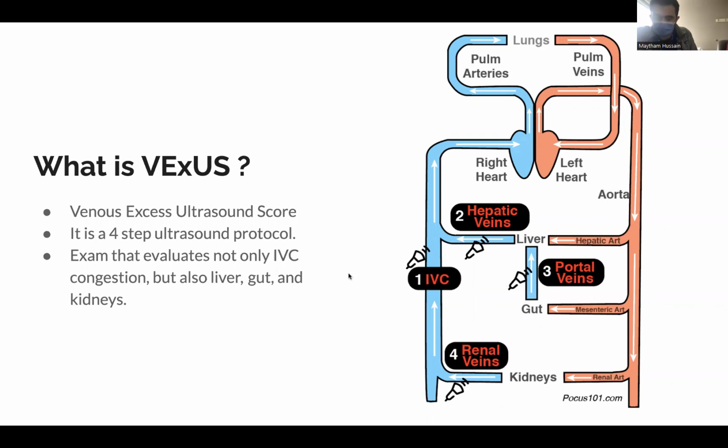And the idea behind it is to try to assess whether there's any evidence of venous congestion as a result of right-sided heart dysfunction that might lead to a right-sided heart failure syndrome. So what's good about this exam, it doesn't just rely on the IVC, but it also looks at whether there's evidence of congestion within the liver, the gut, and the kidneys, and gives you a more holistic picture as to what's going on.